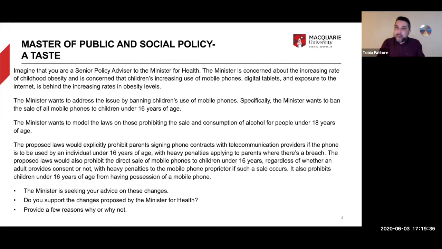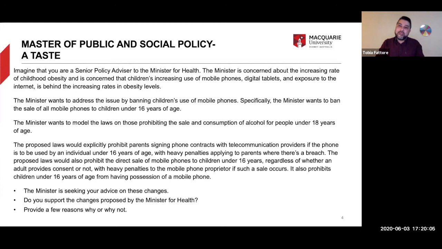How would you countenance some of the arguments against the proposal of the laws, including, for example, changing the laws? And also, how might you then build coalitions with other interested and important actors to pass the law? Now, these are all the kinds of skills that we get students enrolled in the Masters of Public and Social Policy to think about.